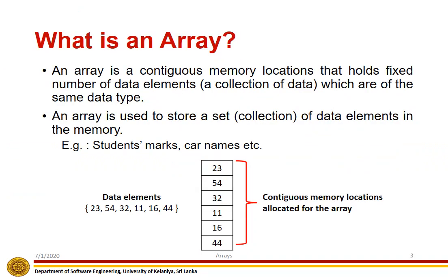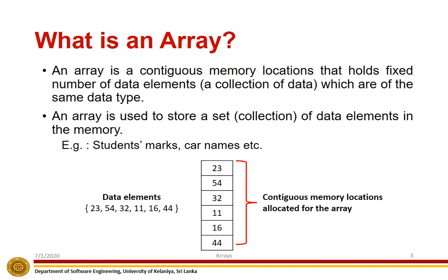What is an array? An array is a contiguous memory location that holds a fixed number of data elements which are of the same data type. Or otherwise we can say an array is used to store a set of data elements in the computer memory. Simply, arrays are used to store multiple values in a single variable instead of declaring separate variables for each value. It is a special variable that can hold more than one value at a time.